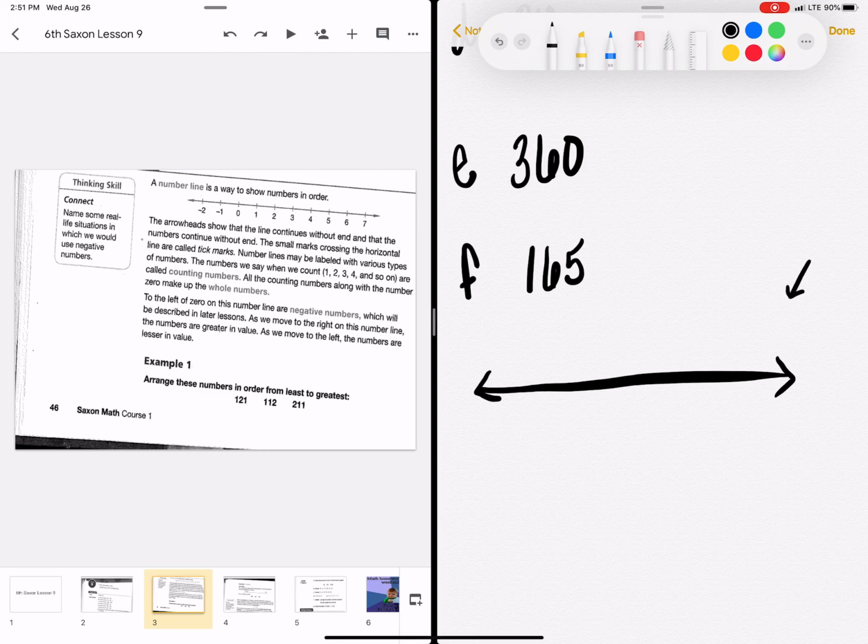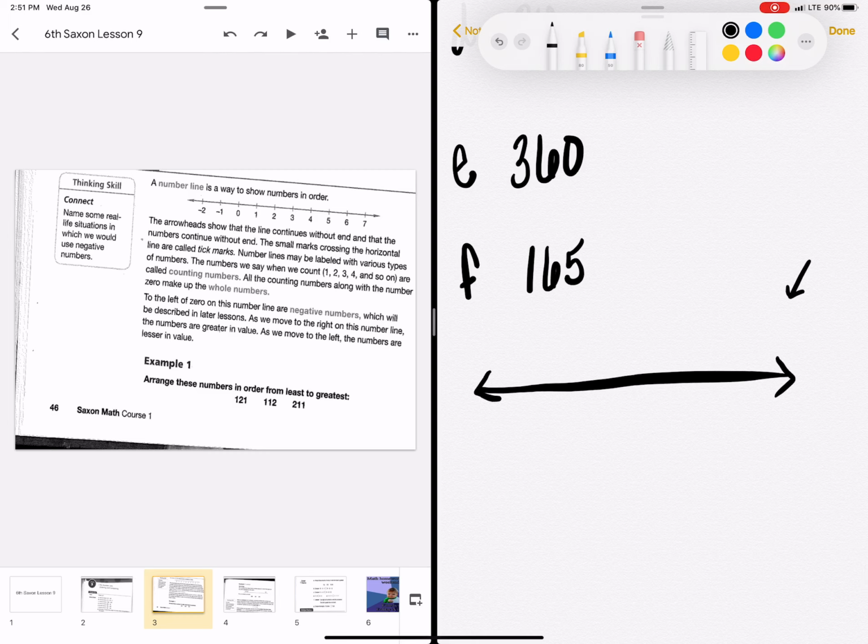These are called tick marks, T-I-C-K, tick marks. Number lines can be labeled in any way that you want. You can skip count. It can be negative. It could be fractions. Number lines are pretty endless that way. To the left of 0 on this number line, however, is negative numbers, and to the right is positive numbers.